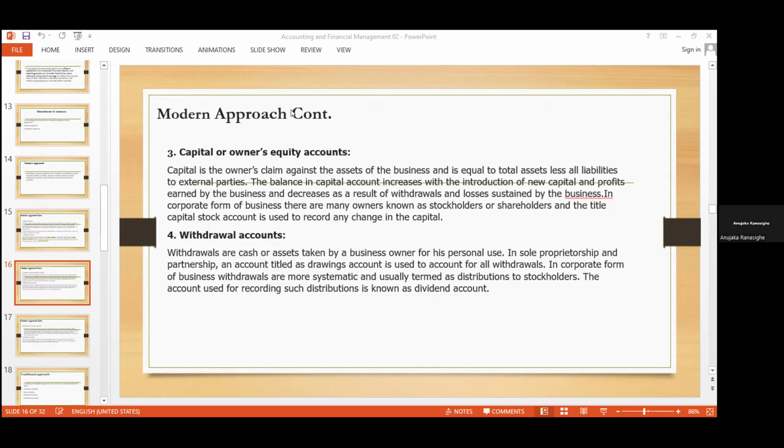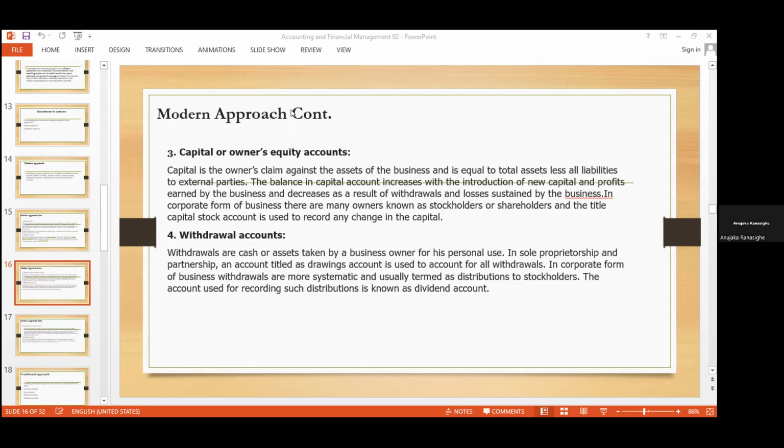Withdrawal accounts. All the cash and assets withdrawal items or amounts, we need to enter in the withdrawal accounts under the modern approach system. Withdrawals are cash or assets taken by a business owner for his personal use. The capital or owner's equity accounts and withdrawal accounts are the same.